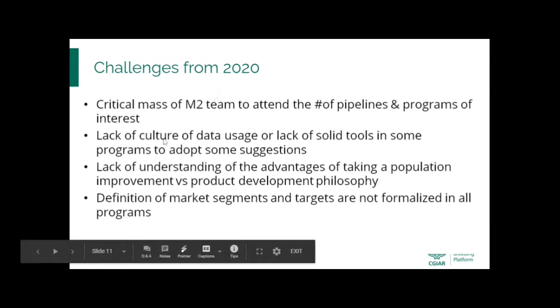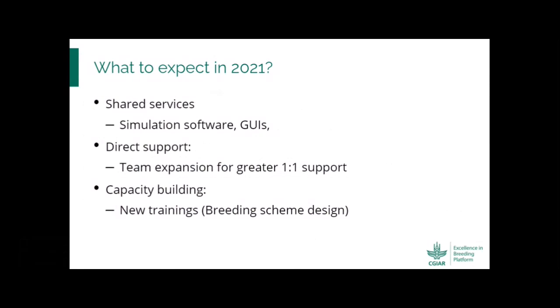What you can expect from us in 2021, well, we're going to work on delivering some GUIs, user interfaces, to design your breeding schemes, to make some simulations by yourself, and what we call the breeding scheme descriptor and breeding scheme designer, and more direct support, as I was saying before, and new trainings, as the one that Jan was mentioning, that it was not really a simulation training. It's a quantitative genetics training that will try to bring everyone to the same level in certain aspects where we feel that we can support.